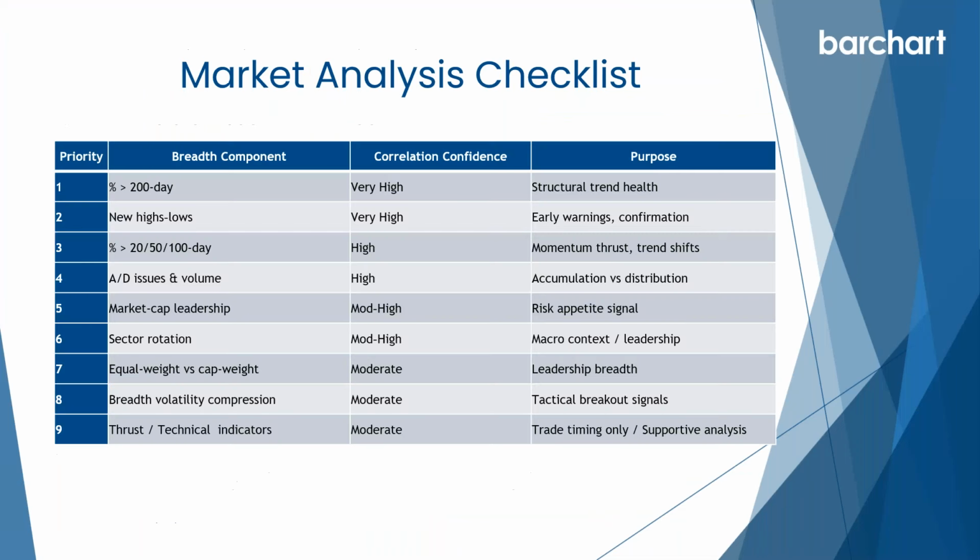All right, so let's kind of put this together now. So we have all these different things on our checklist, right? So we have our 200-day moving average, right? This is a very high correlation or confidence of determining structure or trend health. New highs. Are we making new highs at the 52-week? Are we making more new highs at the 6-month, the 3-month, 1 month, right? We're going to look for early warning signs.